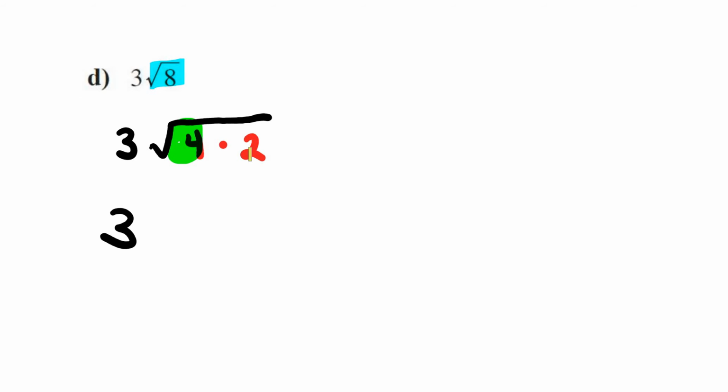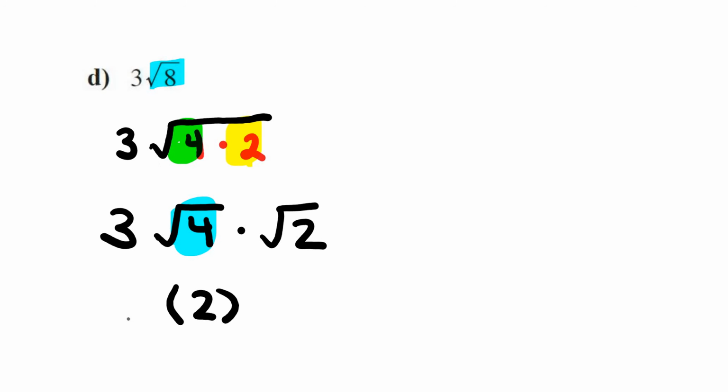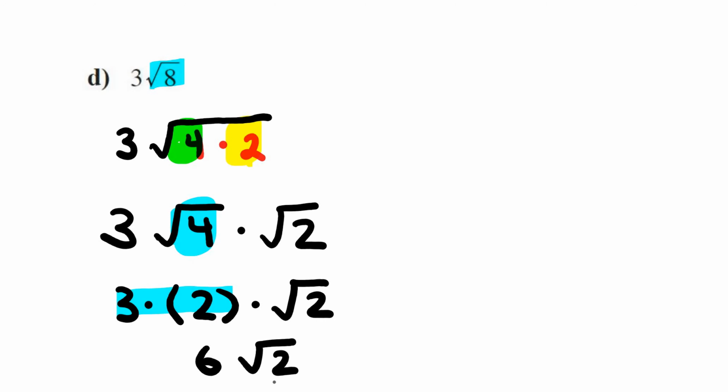Okay, let's move on to letter D. Okay, so I see root 8. So I'll try to break that down using a perfect square. So I'm thinking of 2 numbers that multiply to 8, where one of them might be a perfect square. So I'm thinking of 4 times 2. So 4 times 2 is 8. And then I can break this down into 2 individual radicals. So this will be root 4 times root 2. And there it is. The square root of 4 is a perfect square, so that's going to be 2. And then the 3 will be on the outside, and the root 2 will remain. And finally, 3 times 2 is going to be 6, so 6 root 2 is my final answer for letter D.